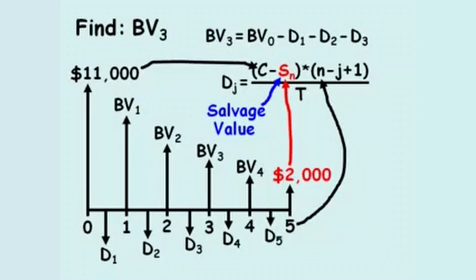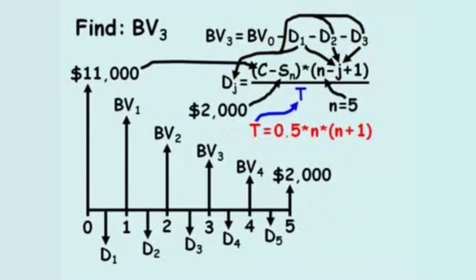Since we're interested in solving for the depreciation over years 1, 2, and 3, we'll compute Dj for values of j equal to 1, 2, and 3. In the sum of the year's digits depreciation method, variable t equals 1/2 times n times the quantity n plus 1. Plugging in 5 for n, t equals 15. Now we're ready to compute the depreciation for any year j.